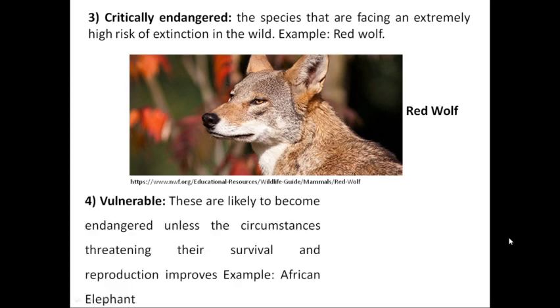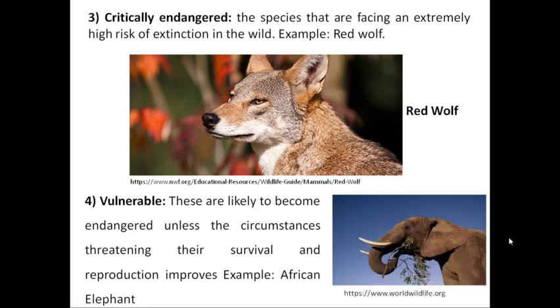The next species category is vulnerable species. These are species which are likely to become endangered, although their current number is above the critical level. But if the circumstances threatening their survival and reproduction are not improved, then they will likely come under the category of endangered species. The example of a vulnerable species is the African elephant. You can see through this image the African elephant, which has been documented or declared as a vulnerable species.